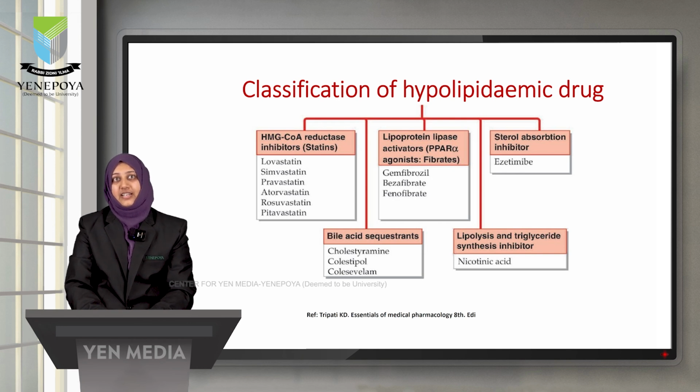Okay. So, statins: lovastatin, simvastatin, pravastatin, etc. Bile acid sequestrants: cholestyramine. Lipoprotein lipase activators: gemfibrozil, bezafibrate, fenofibrate. Next, lipolysis and triglyceride synthesis inhibitor: you can see the example nicotinic acid. And the last one is sterol absorption inhibitor, where you can see the example ezetimibe. So, these are the different classifications of hypolipidemic drugs.